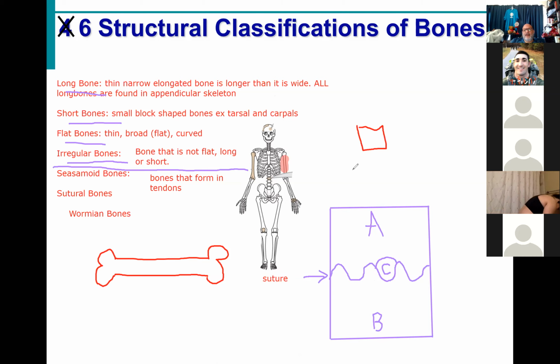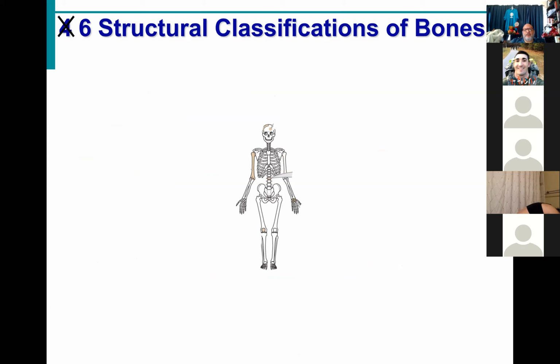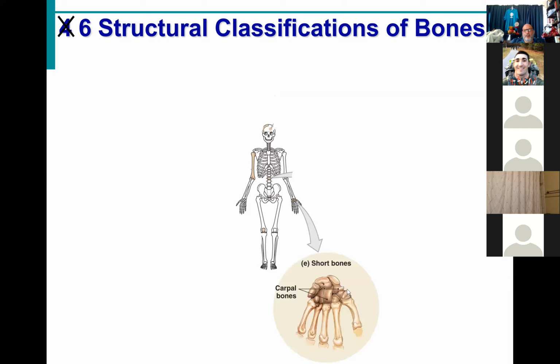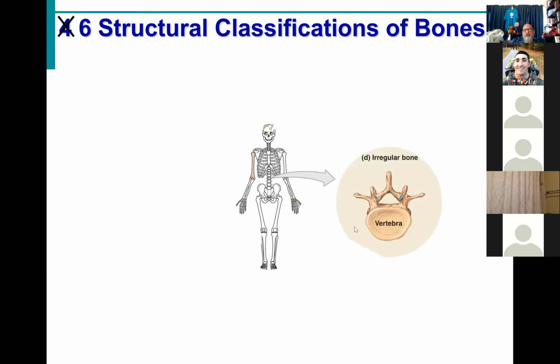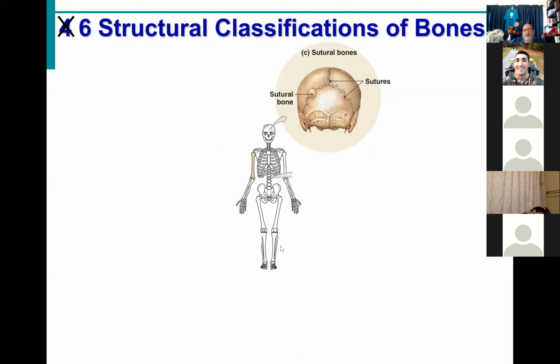Gotcha. Okay. Again, let me get rid of my pictures, and let's look at the pictures from your textbook. Here's our broad, thin, curved, flat bone. There's our long, thin, narrow long bone. Here are our block-shaped short bones. There's that irregular bone like the vertebrae. And there's that sutural bone, right?